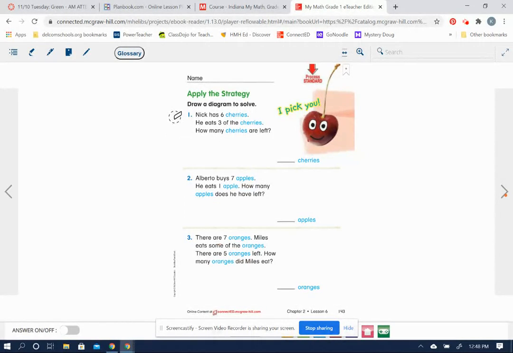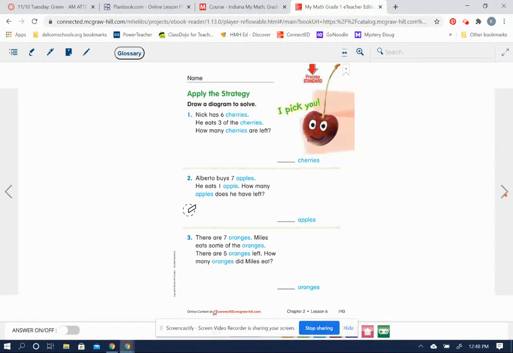Okay. Well, I'm just going to read this, and then I want you to do this on your own anyway. So we're going to draw a picture to solve. Nick has 6 cherries. Draw 6 counters. He eats 3 of the cherries, so put an X on 3 of them. How many cherries are left? And you write that number right in here. Okay? Do the same thing here where you draw counters. You can draw them over here, wherever there's room on your paper.